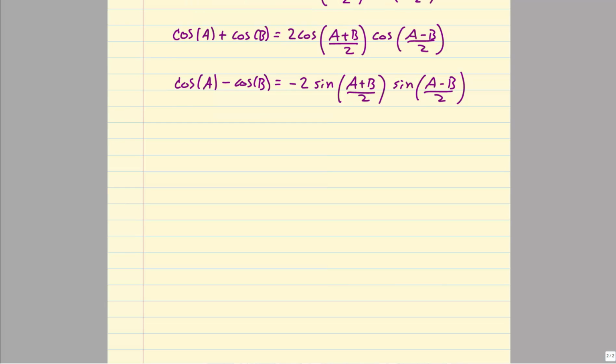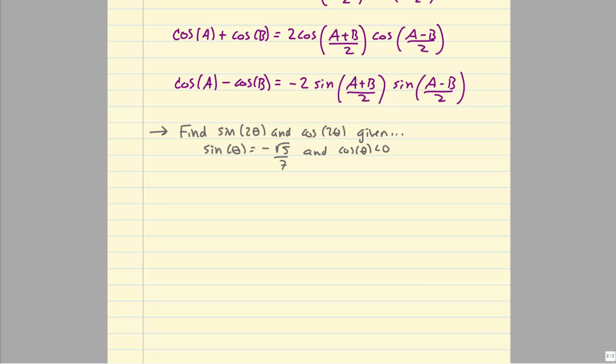So for our first problem, let's go ahead and see what information is provided. What they're going to ask us to do is to find sine 2 theta and cosine 2 theta, given that the sine of theta is equal to negative square root of 5 over 7. So don't forget that negative. We're also given the information that the cosine of theta is less than 0.